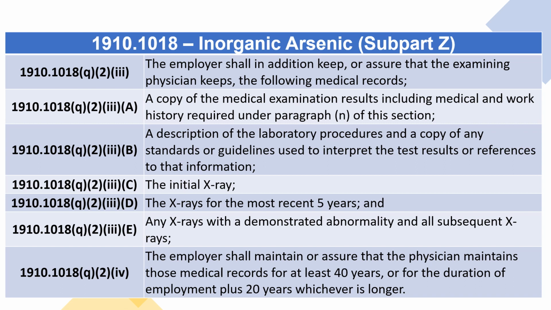1910.1018(q)(2)(iii) The employer shall in addition keep, or assure that the examining physician keeps, the following medical records, 1910.1018(q)(2)(iii)(A) through (E): a copy of the medical examination results including medical and work history required under paragraph (n) of this section; a description of the laboratory procedures and a copy of any standards or guidelines used to interpret the test results or references to that information; the initial X-ray; the X-rays for the most recent 5 years; and any X-rays with a demonstrated abnormality and all subsequent X-rays.